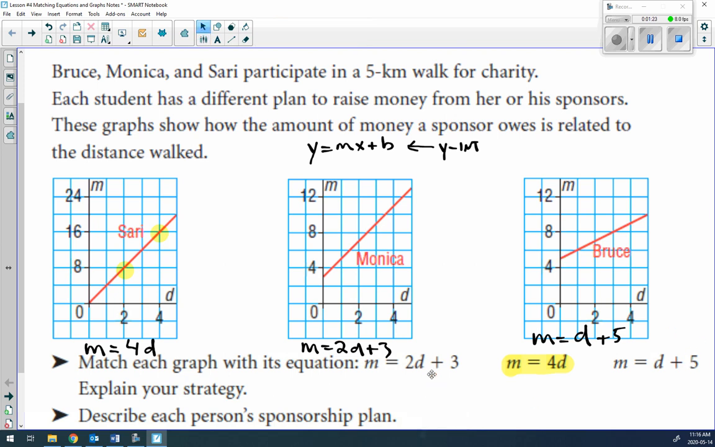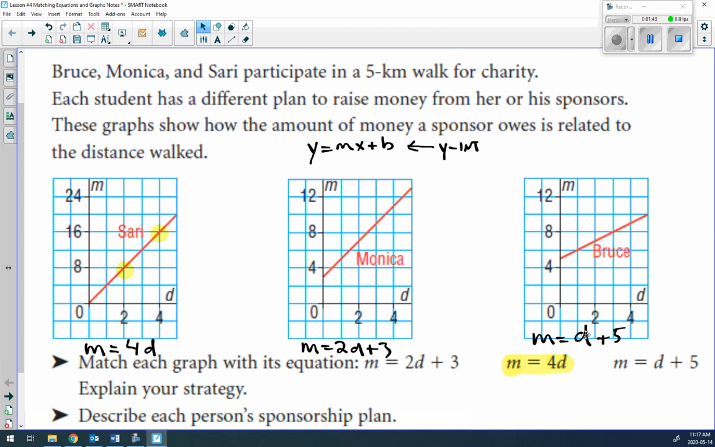But let's double check. Let's look at this first one, M equals 2D plus 3. Let's try 0. 2 times 0 is 0 plus 3. That would be the starting point there. Then we can look at what if it was 2. That works out. 2 times 2 is 4 plus 3 is 7. You can see it's 7 there. Then we can do 4 if we wanted to. 2 times 4 is 8 plus 3, 11. That works. So then we end up with that equation.